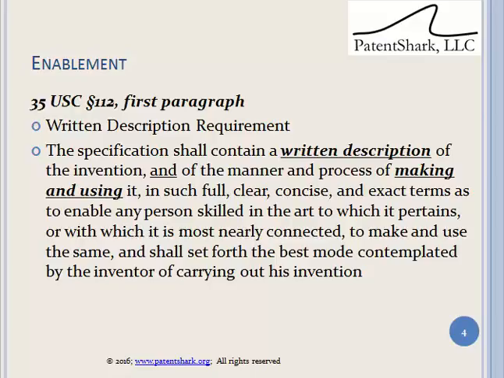Section 112 first paragraph is also called the enablement requirement or the written description requirement. And it states, the specification shall contain a written description of the invention and of the manner and process of making and using the invention in such full, clear, concise, and exact terms so as to enable any person skilled in the art to which it pertains or with which it is most nearly connected to make and use the invention, and shall also set forth the best mode contemplated by the inventor.